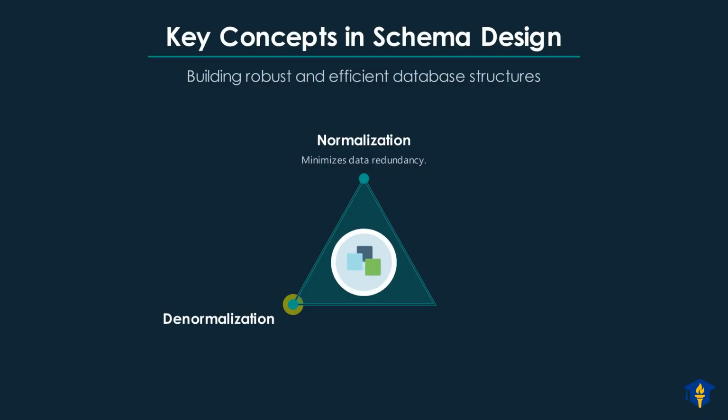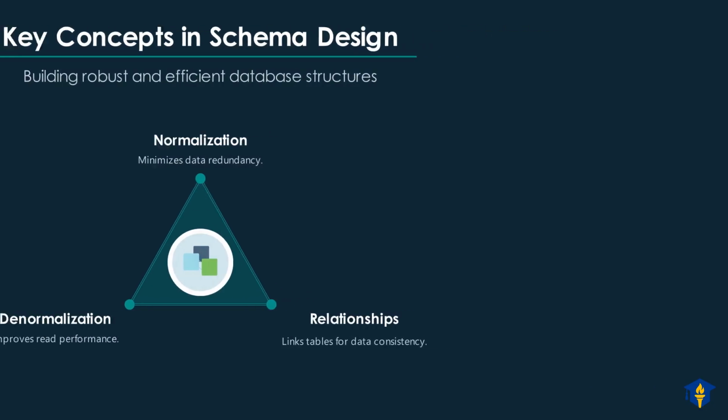Conversely, denormalization is a technique used to improve data retrieval performance. It specifically aims to improve read performance by reducing the need for joins. Relationships are fundamental for linking tables and ensuring data consistency across your database. They effectively link tables together, ensuring consistent data integrity throughout your system.